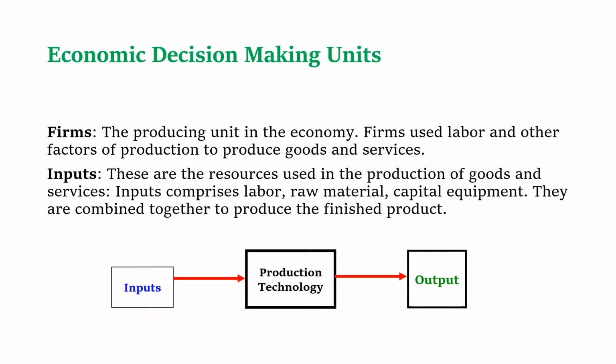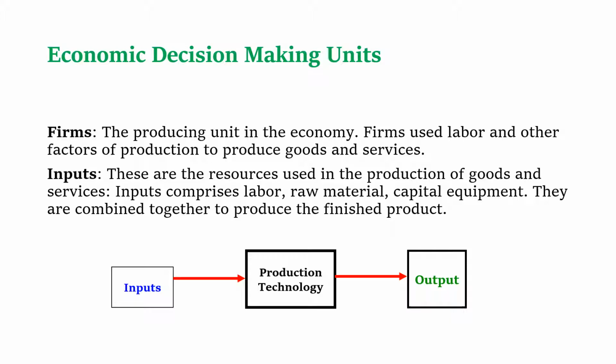Now, we talked about in consumer behavior the decision to consume a particular good subject to maybe the income of the consumer. But here, we are looking at a producing unit in the economy that uses labor and other factors of production to produce goods and services. So specifically, we are looking at the farms. They use labor and then other factors of production to produce a given level of output.